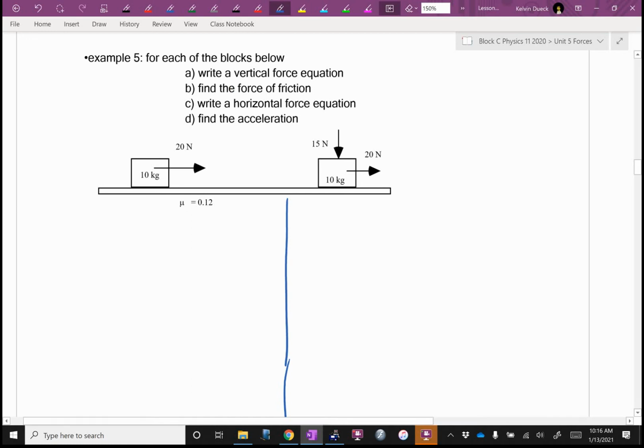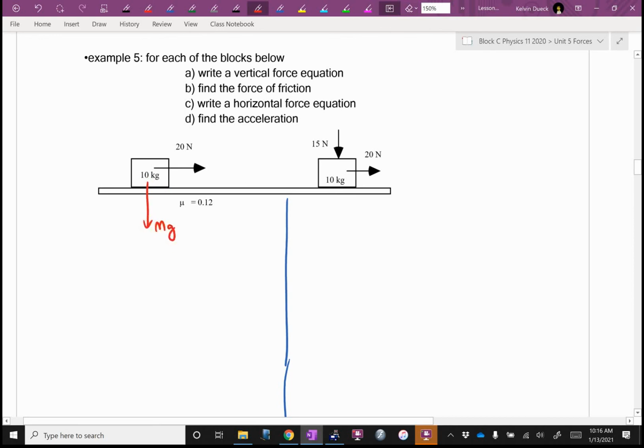It says find a vertical force equation. No, I'm not even going to do that first. You know what I'm really going to do first? What might this be a good job for, Adam? So Adam, you and I are going to do this left-hand side together. What are the forces acting on this left-hand block? Get the obvious one. Good.